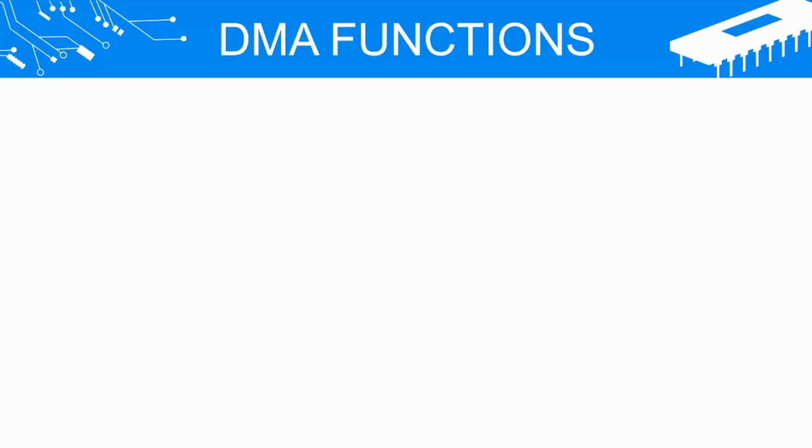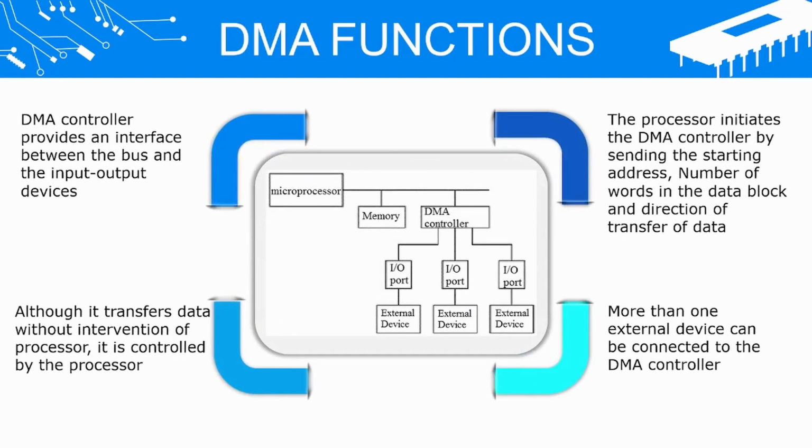Now let's talk about DMA functions. The DMA controller provides an interface between the bus and the input-output devices. The processor initiates the DMA controller by sending the starting address, number of words in the data block, and direction of transfer of data. Although it transfers data without intervention of the processor, it is controlled by the processor. More than one external device can be connected to the DMA controller.